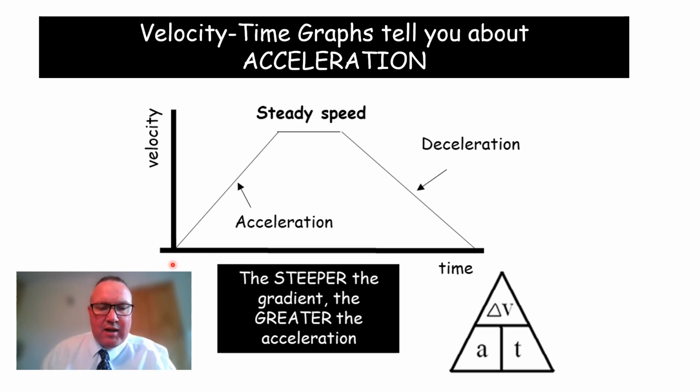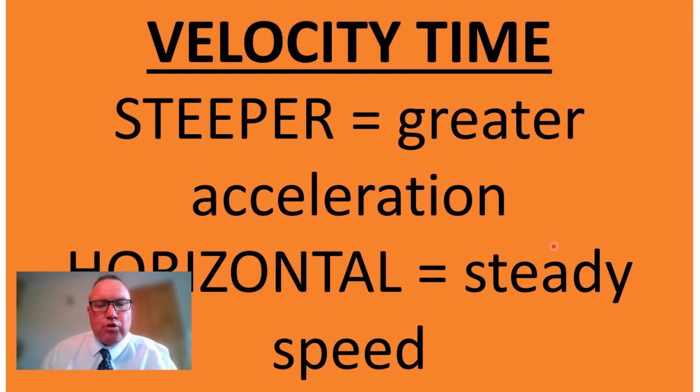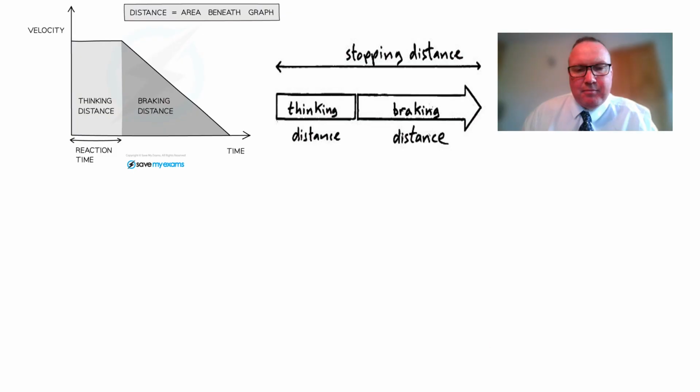So now the gradient tells me if an object is accelerating, if I've got a positive uphill gradient, or going at a steady speed, if I have a horizontal or zero gradient. A negative or downwards gradient tells me that an object is decelerating or getting slower. So remember, velocity time graphs are about acceleration. The steeper the line, the greater the acceleration. On a velocity time graph, a horizontal line means a steady speed.